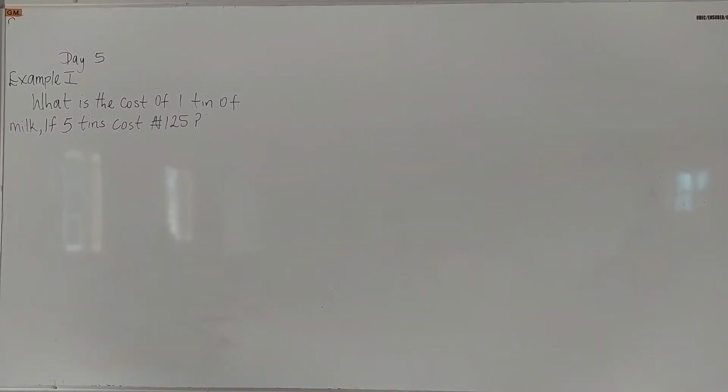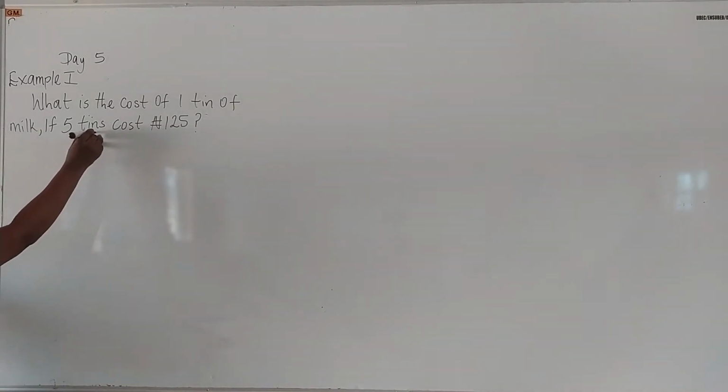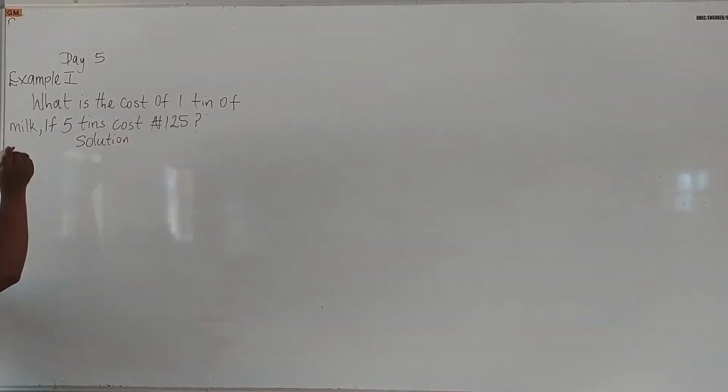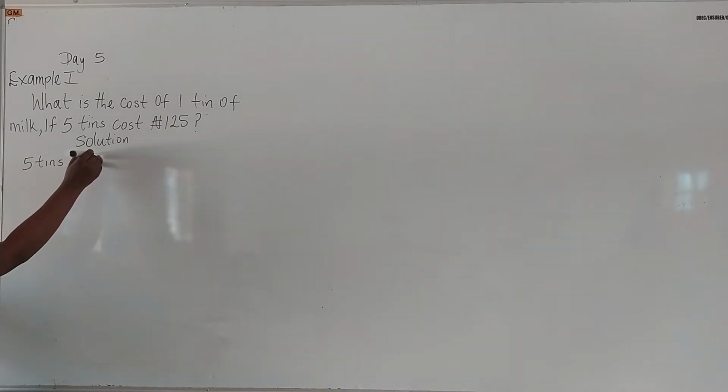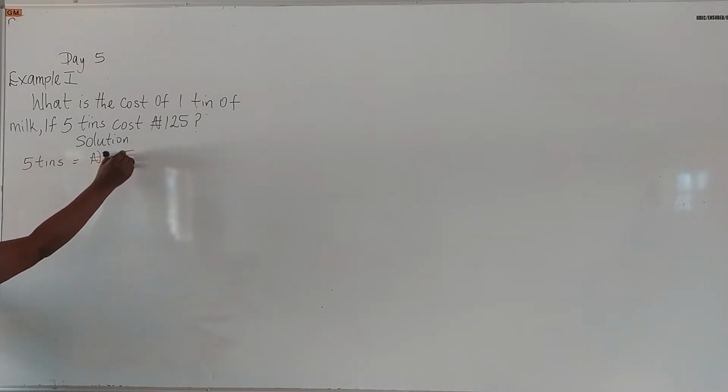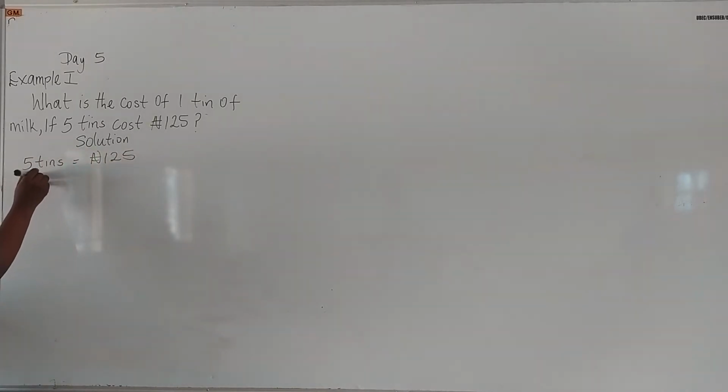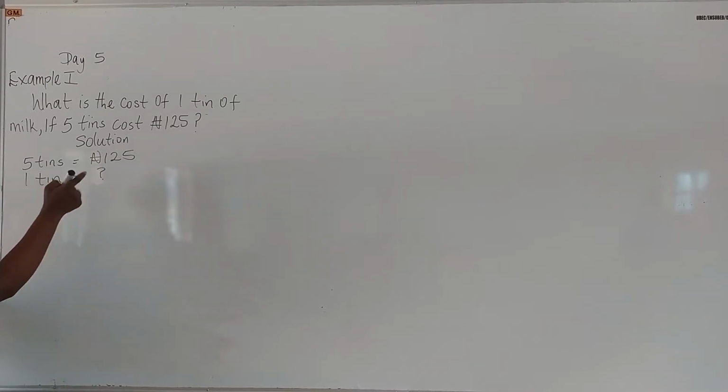Example 1. What is the cost of 1 tin of milk if 5 tins cost 125 naira? Solution. Five tins equals 125 naira. You don't know the cost of 1 tin. If you want to know the cost of 1 tin, you divide 125 by 5 to get the cost of 1 tin.